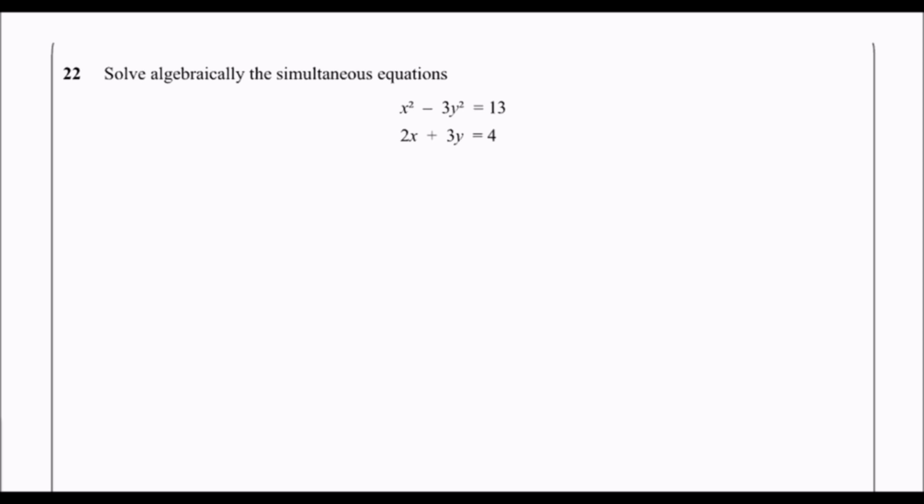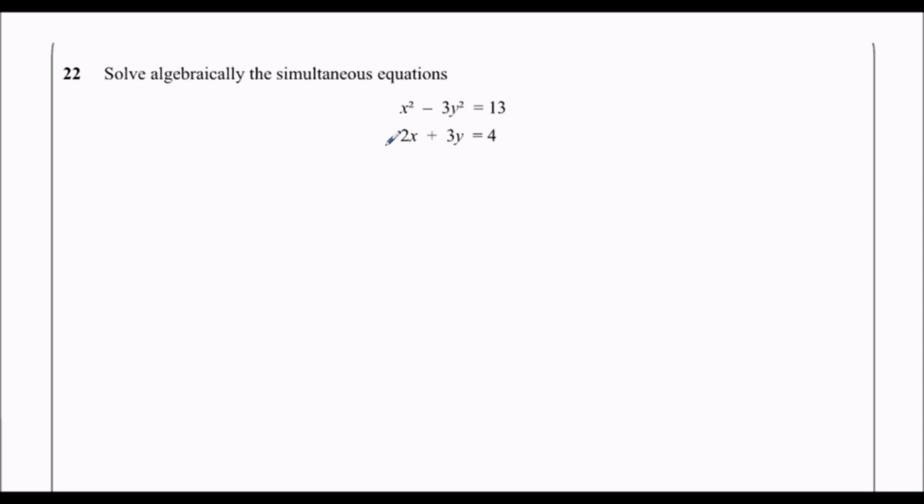Question 22. Solve algebraically the simultaneous equations. x squared minus 3y squared equals 13 and 2x plus 3y equals 4. So when we've got squareds in our simultaneous equations, we're going to use the linear one, the one without squareds in, to substitute in. So we're going to solve them by substitution.